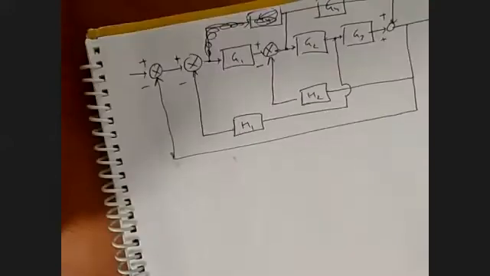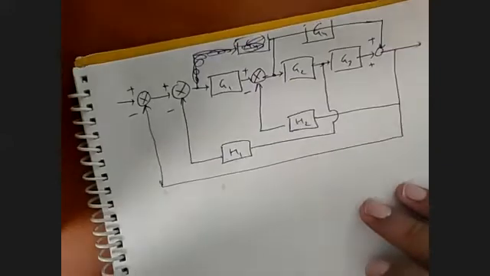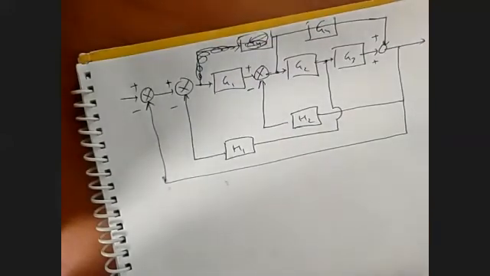So this is how we will be finding out the transfer function of the system with the help of signal flow graph. This is the block diagram which we have discussed, and we have found out with the help of the block diagram reduction technique the transfer function of this system. Now the same numerical we have to solve with the help of signal flow graph.